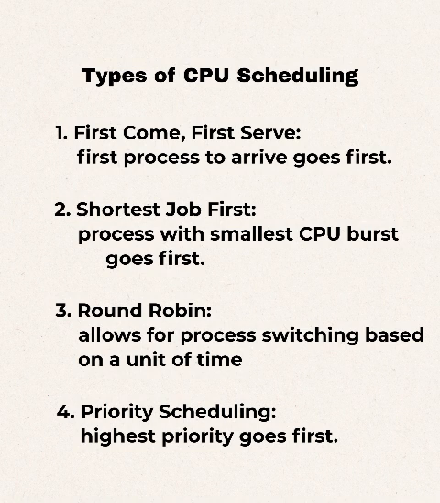Third is the round robin. It allows process switching based on a unit of time, meaning each process is given a fixed time slice or time quantum, and the CPU switches between the processes in a circular order. And lastly is the priority scheduling. Highest priority goes first. Processes are assigned priorities and the highest priority process is executed.